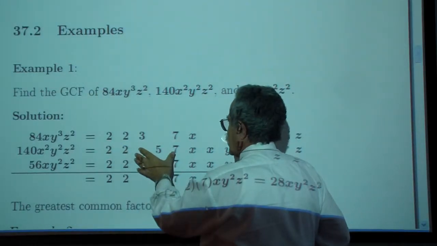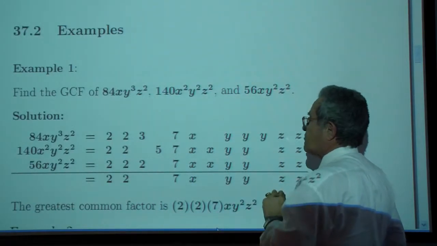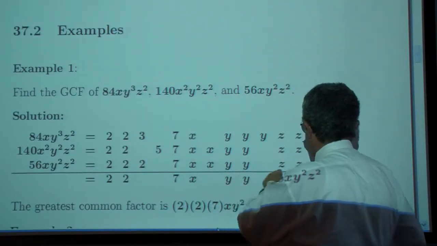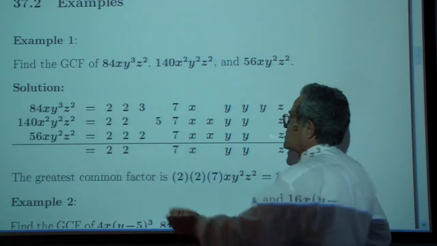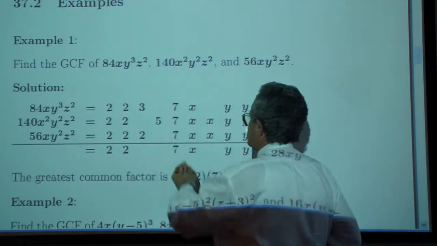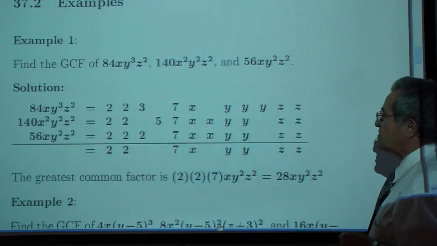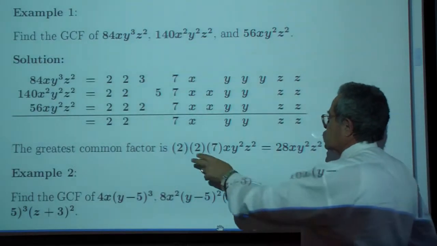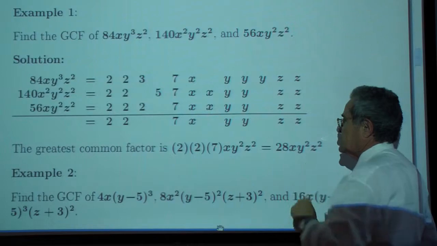You have 1 x, you have 3 y's, and you have 2 z's. This is like 10 times 14, x squared, y squared, z squared. And then this is 8 times 7, x squared, y squared, z squared also. The 2 and the 2 are common, the 7 is common, the x, the y, and the z are common. So the greatest common factor is 2 times 2 times 7, which is 28, x, y squared, z squared.